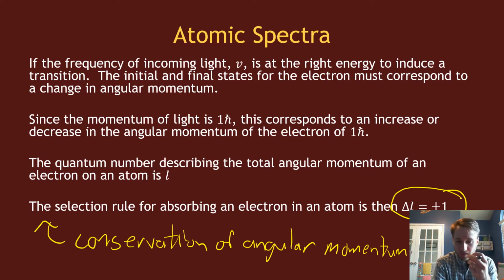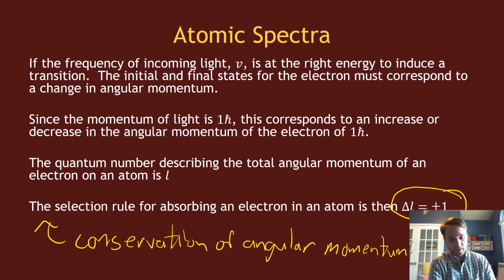If you absorb light, that means your angular momentum has to increase by 1, because you've taken this particle that has 1 h bar angular momentum, I need to absorb that, so I need to increase my angular momentum by 1. If I emit light, then the angular momentum has to decrease by 1, because now I've created a particle with 1 angular momentum.